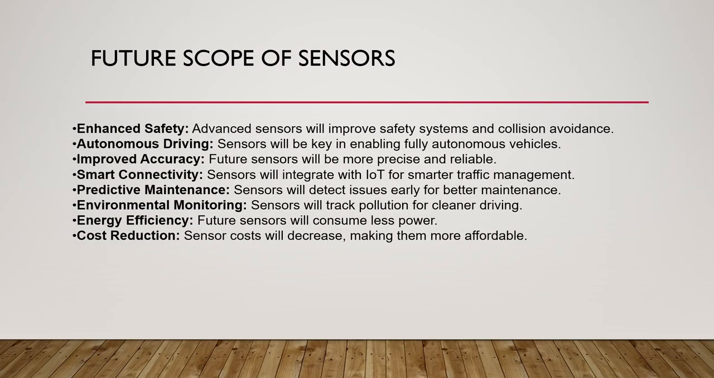Future scopes related to enhanced safety, means we have to give more accurate readings. Autonomous driving, like taking the example of the Tesla car. Improved accuracy, future sensors will be more precise and reliable, like nowadays the sensors are more accurate but not actually working to meet the expectations of the customers. Smart connectivity, sensors will integrate with IoT for smarter traffic management.